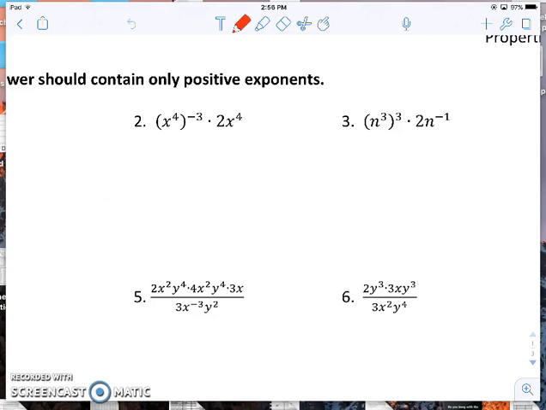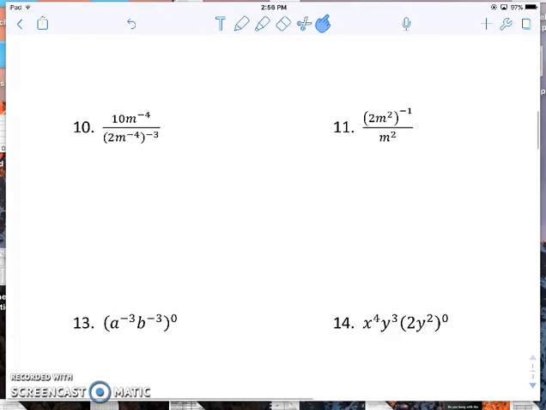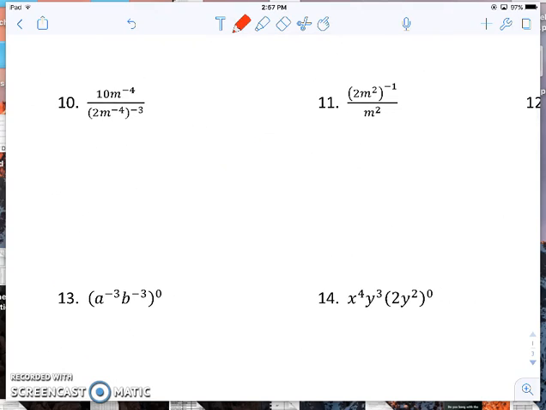We know this is that power rule, so we're going to multiply these. So x to the negative 12 times 2x to the 4th. Well, we know we add, so that's 2x to the negative 8. We can't have negative exponents, so 2x to the power of 8. And we could take a look at maybe number 10 as well.